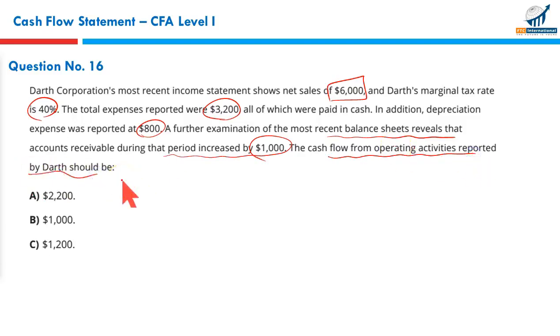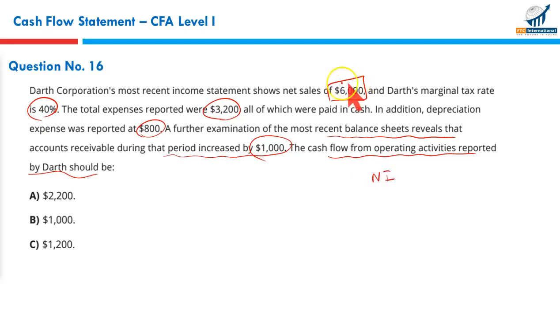The question is silent. Should we use the direct or indirect method? When the question is silent, I always recommend using indirect, because that's the method we are most conversant with, and it's easy to apply, because in the indirect method there are certain adjustments. So where do we start from in the indirect method? We need to start from net income, and we don't have net income.